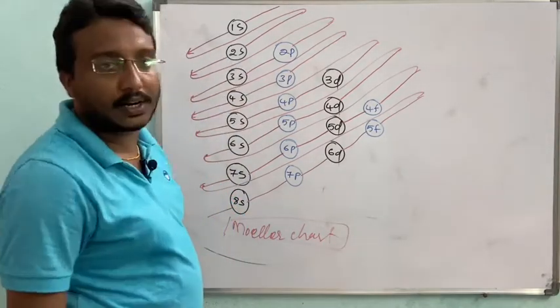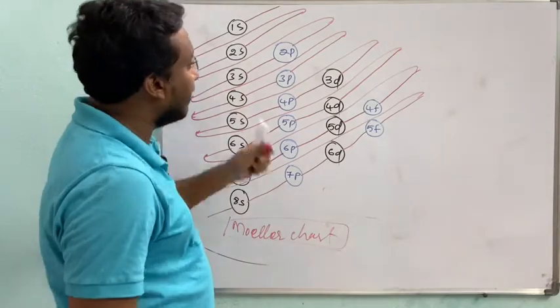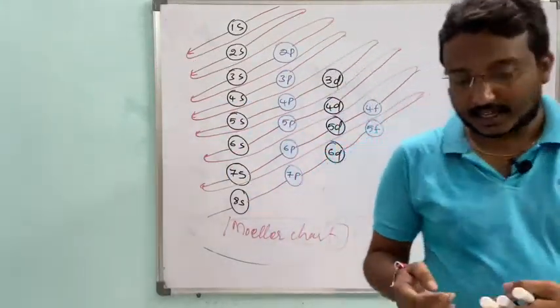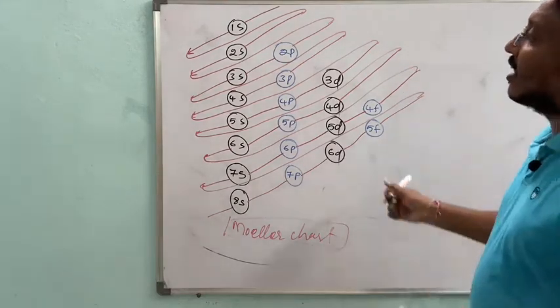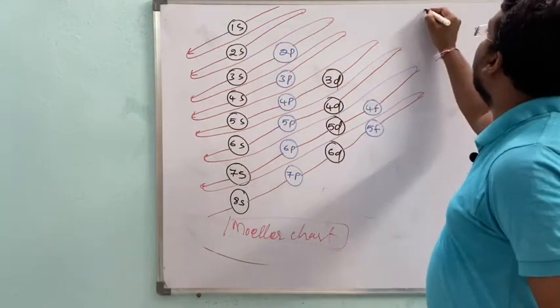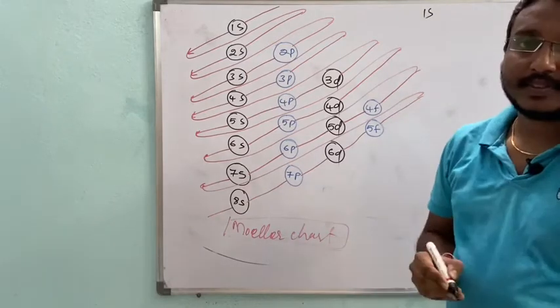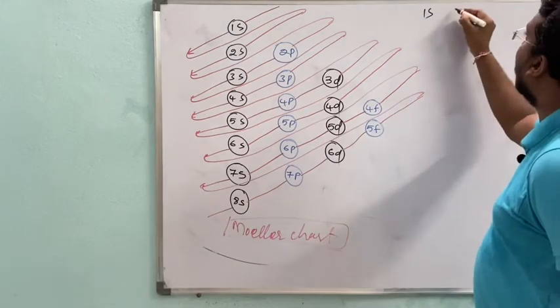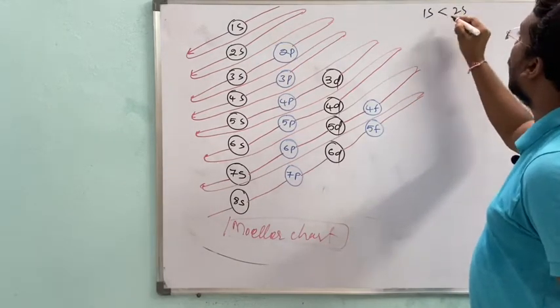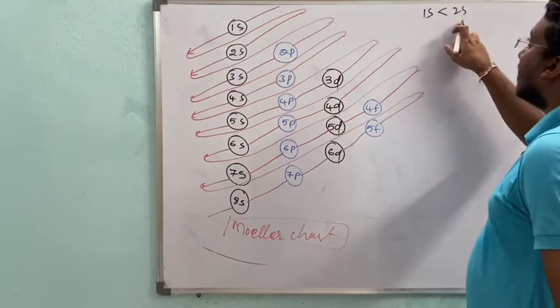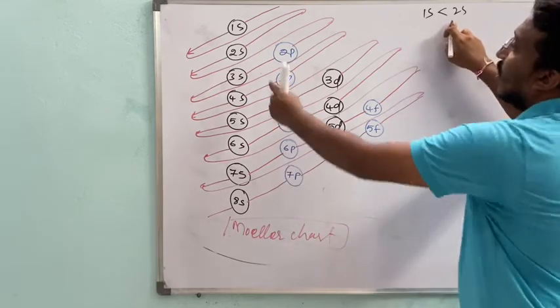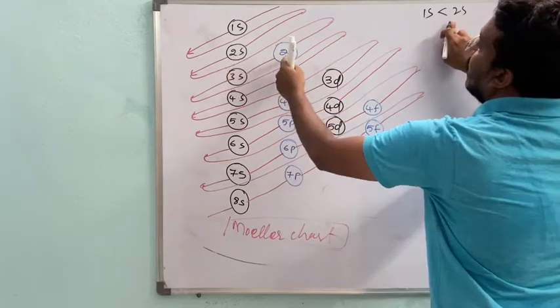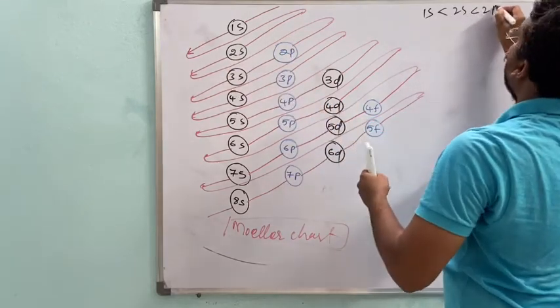This chart shows the energy levels. First we fill 1s, then after that the electron fills 2s. That means 1s is lower than 2s. The 1s orbital's energy level is less than 2s, right? Then 2s is lower than 2p, right?